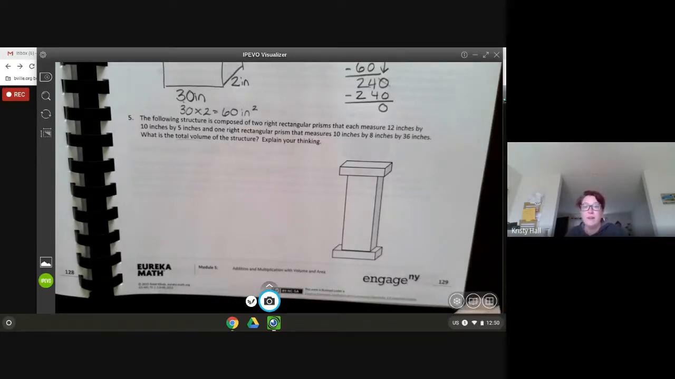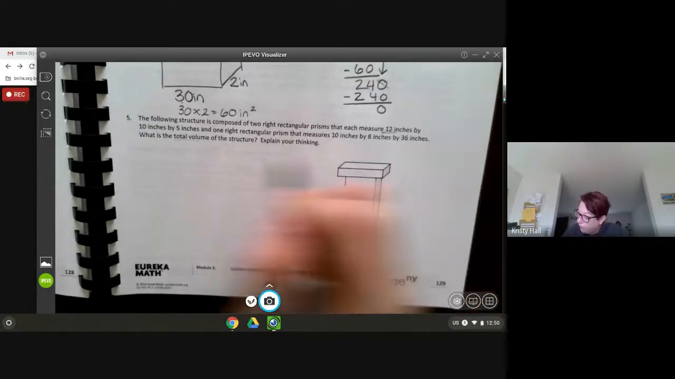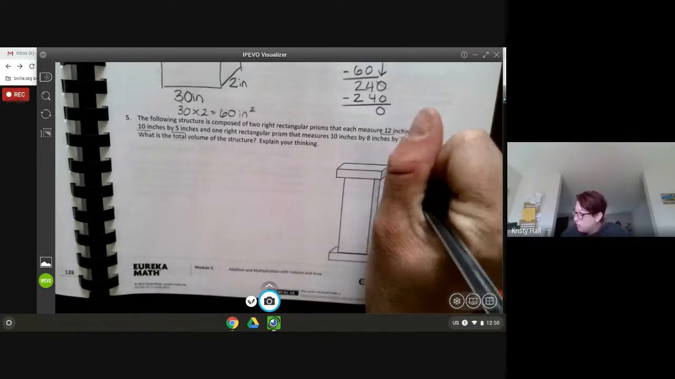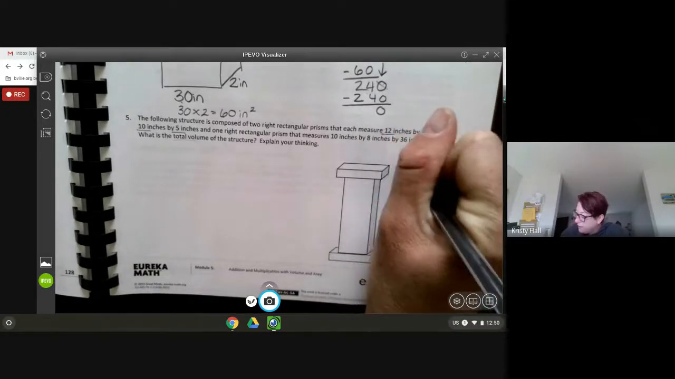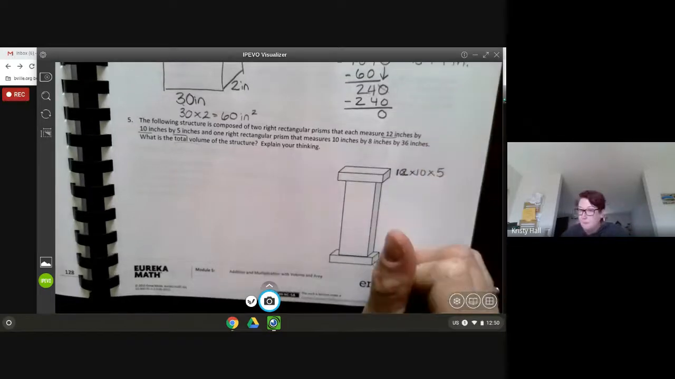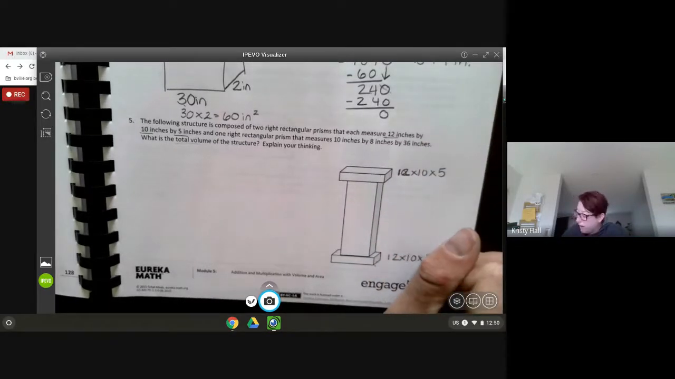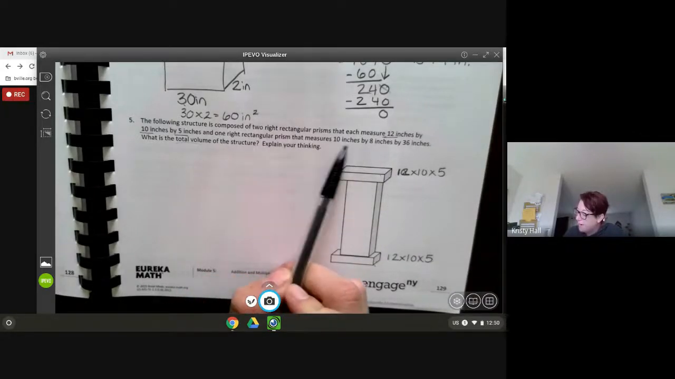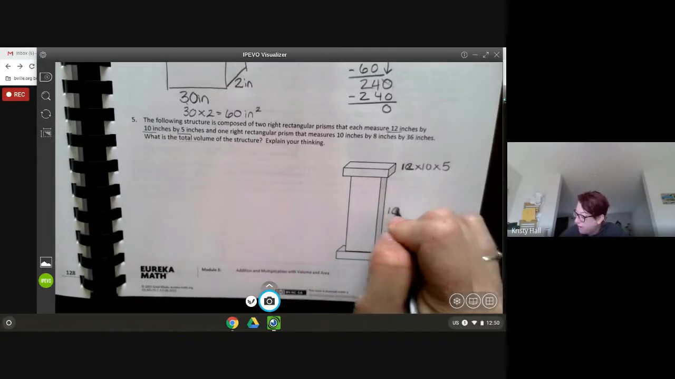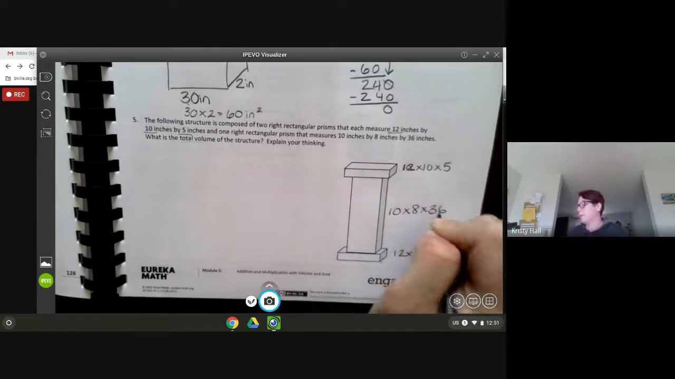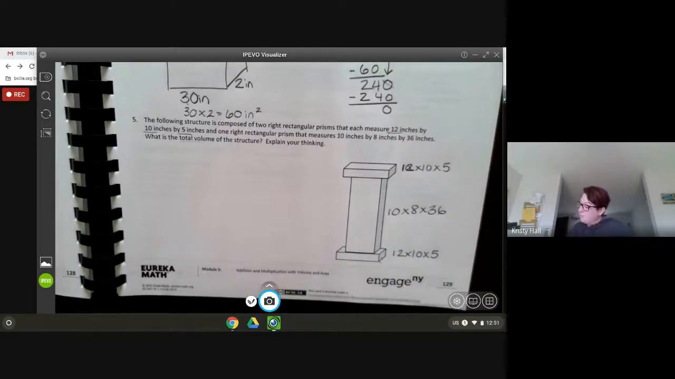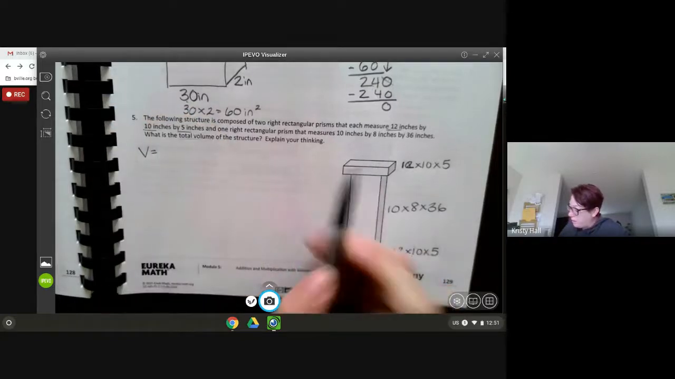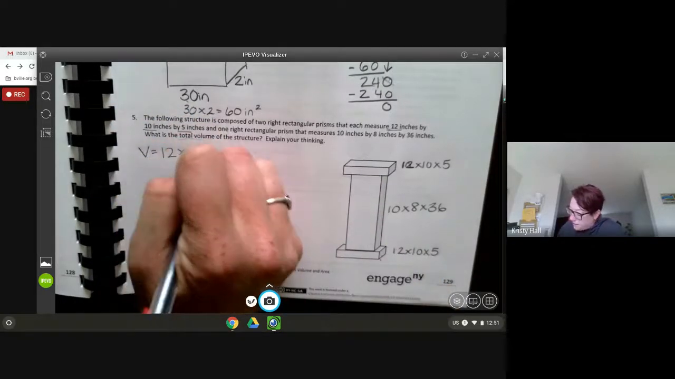We have 2 right rectangular prisms that measure 12 by 10 by 5. Well, these two are both the same, so I'll assume it's those. So these are going to be 12 times 10 times 5, 12 times 10 times 5, and 1 right rectangular prism that measures 10 by 8 by 36. So this one will be 10 by 8 by 36. So what I need to do is find each volume. So the volume of this figure is 12 times 10 times 5.